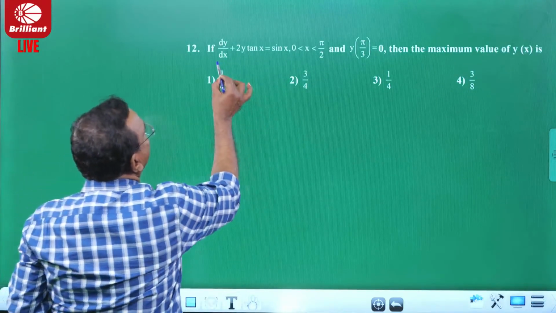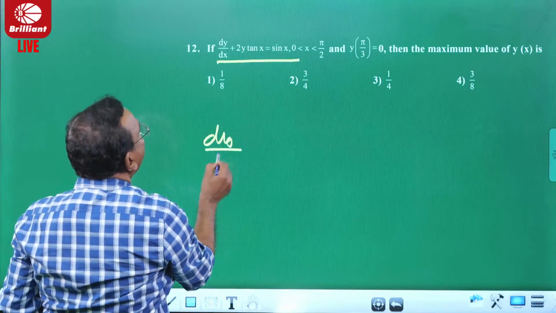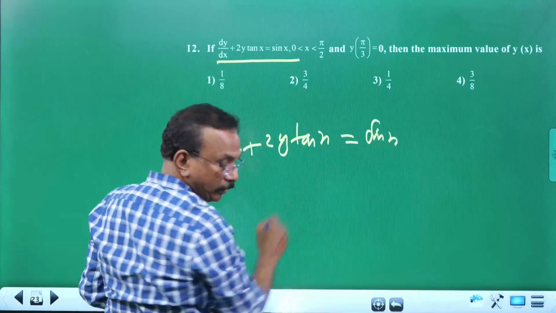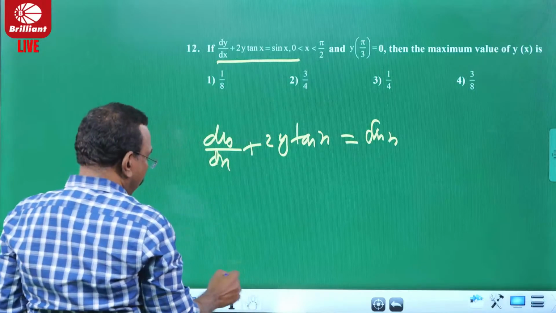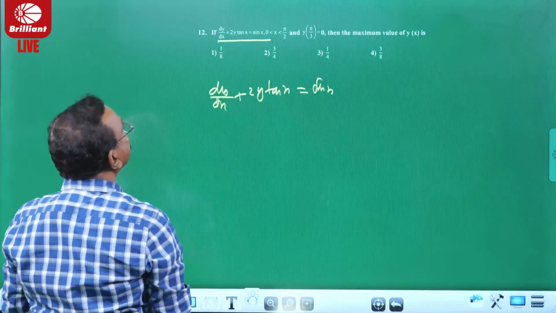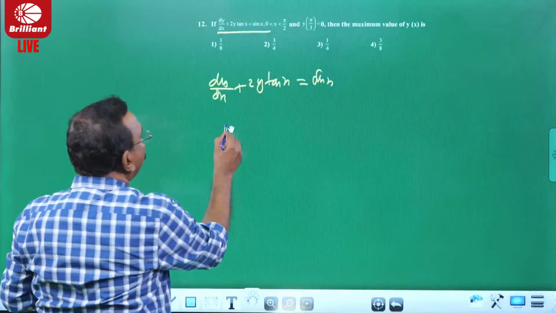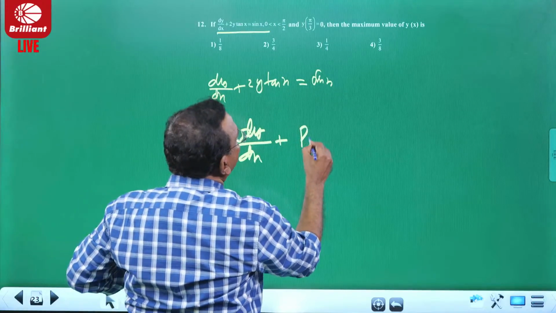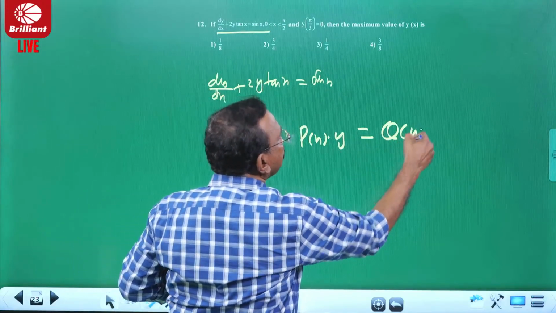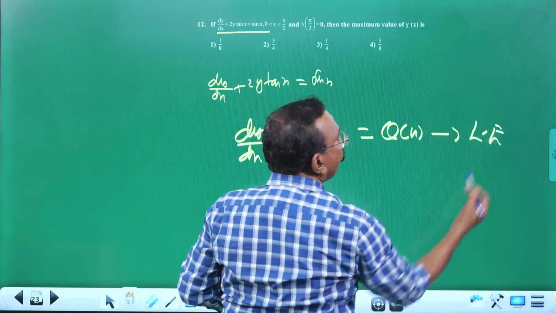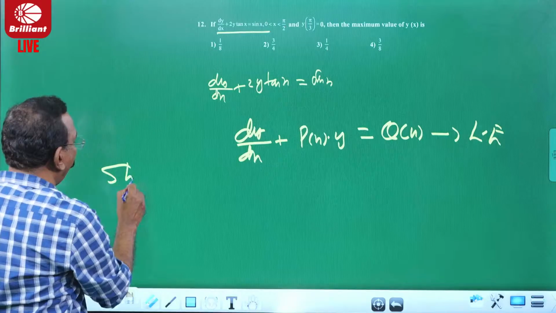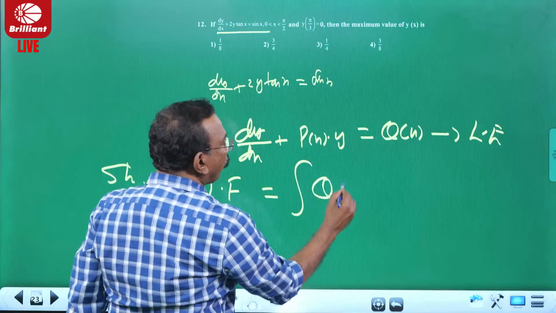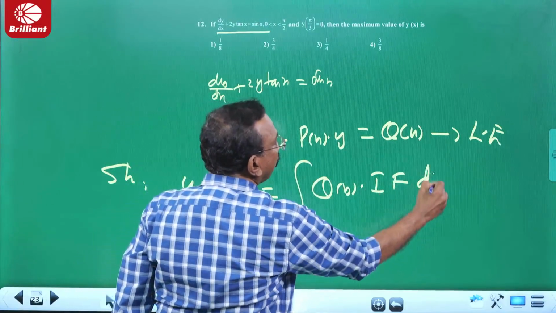Now it is actually a differential equation problem: dy by dx plus 2y tan x is equal to sin x. This is actually our form dy by dx plus p of x into y is equal to q of x. It's a very interesting expression. We can see that it is a linear equation. Whenever it is a linear equation, the solution is in the form y into IF, the integrating factor, is equal to the integral of q of x into IF. This is the condition for finding our integral solution.